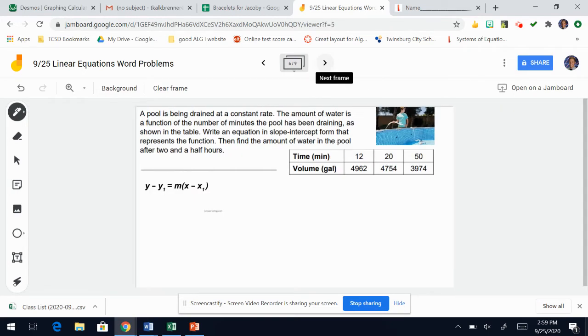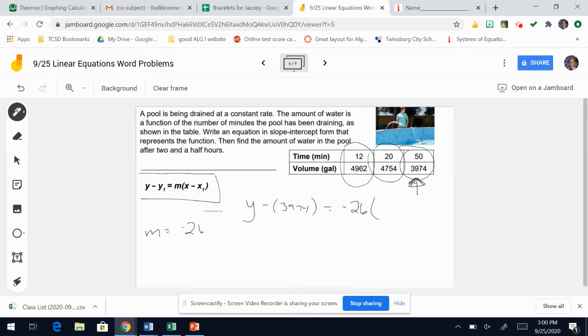So then what I'm going to do is take that information and use this. I have points here, and I have my slope of, what was that? Negative 26. All right. So I did not use this point here when I did my solving, so I'm just going to use it for this problem. So y minus, what's my y value? 3974 equals my m, which is negative 26, x minus, I'm going to plug that in, 50.